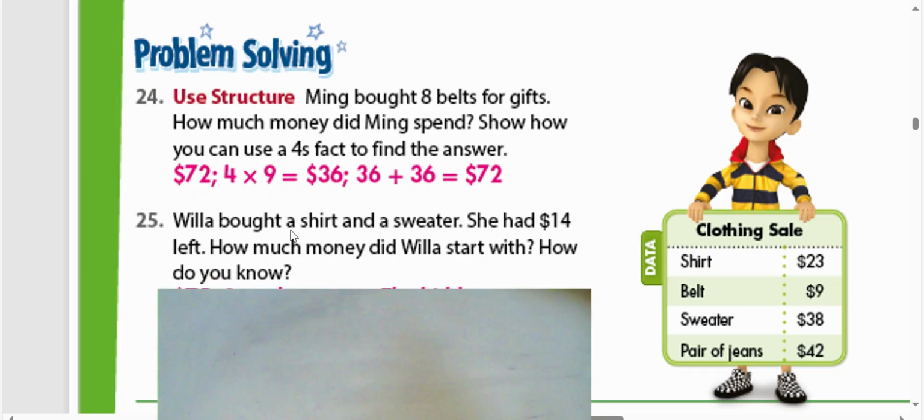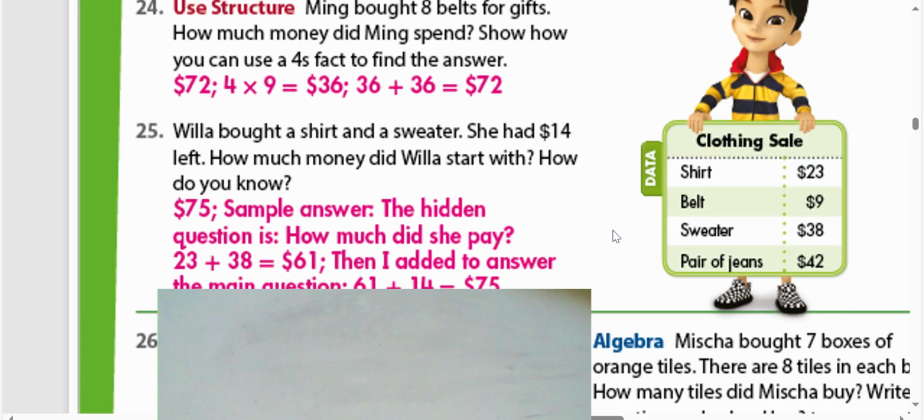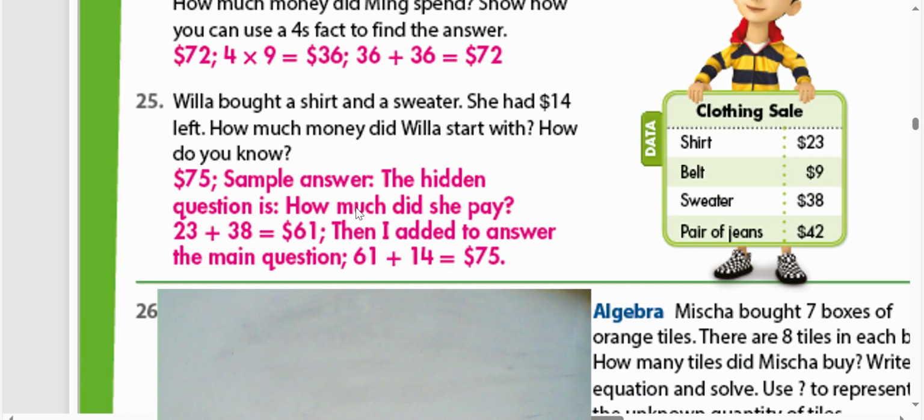Willa bought a shirt and a sweater. She had $14 left. How much money did Willa start with, and how do you know? The price of the sweater was 38. The remainder is 14. We can add together 38 plus 23 to find the result, so the result will be 61. Then in total, 61 plus 14 will be 75.